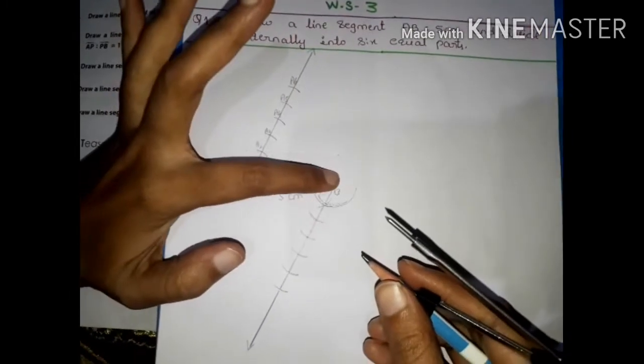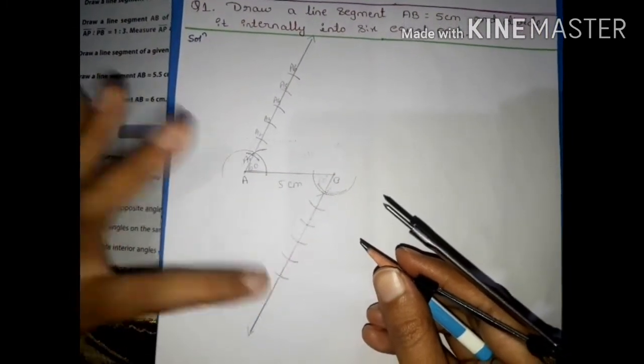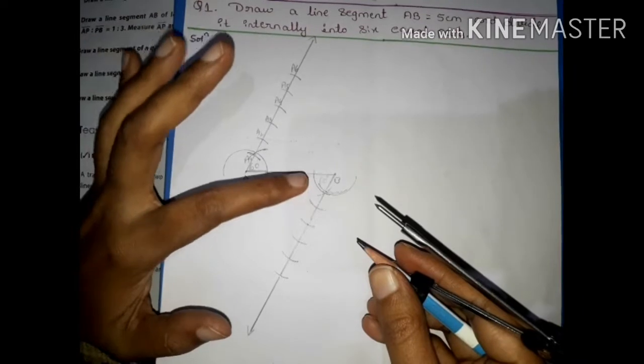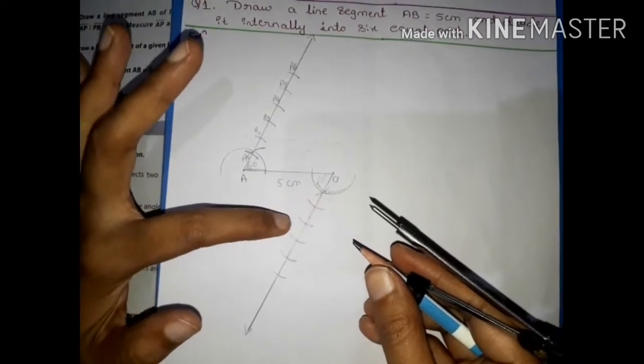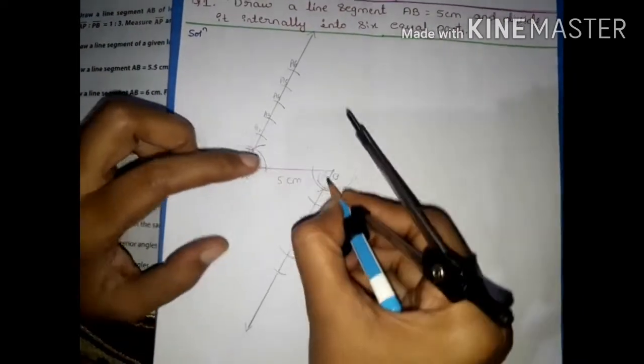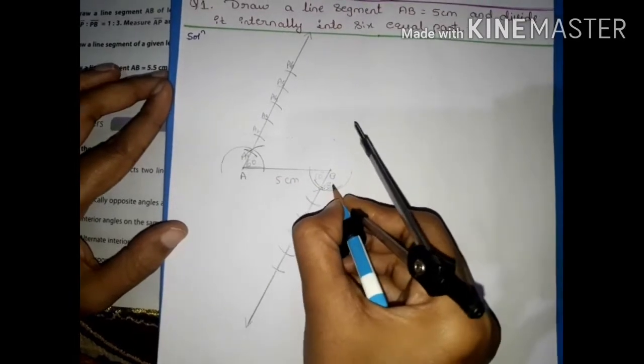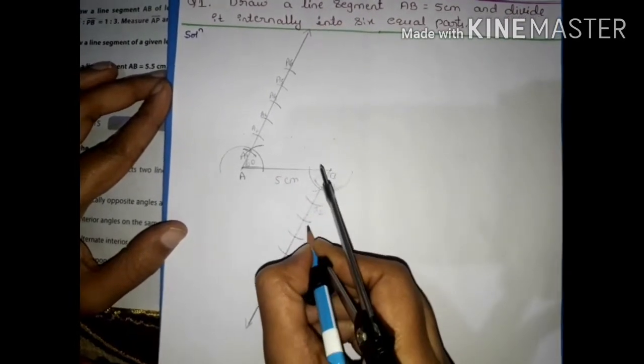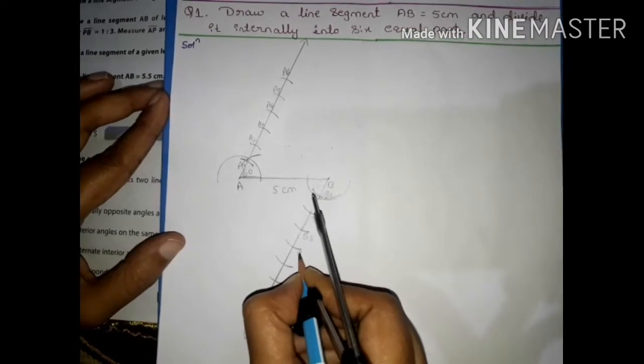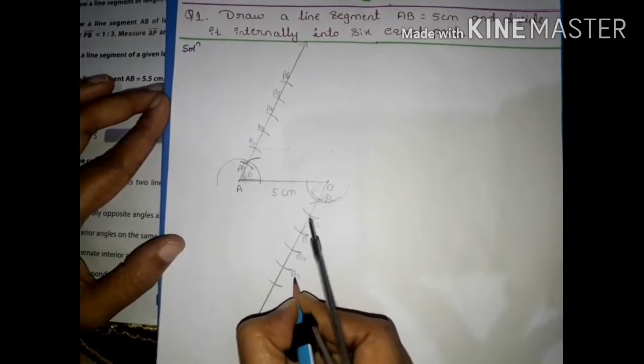Similarly, from the B point, what you divided into equal parts, for that also you have to give a name: B1, B2, B3, B4, B5, B6.